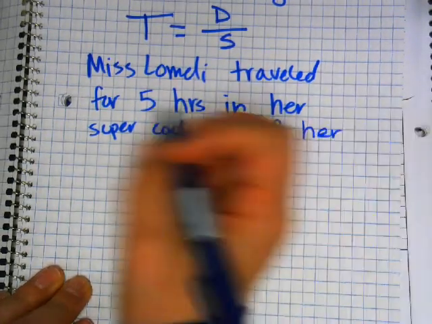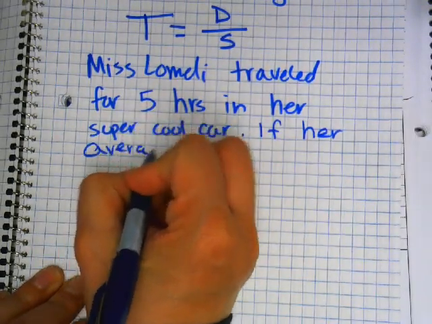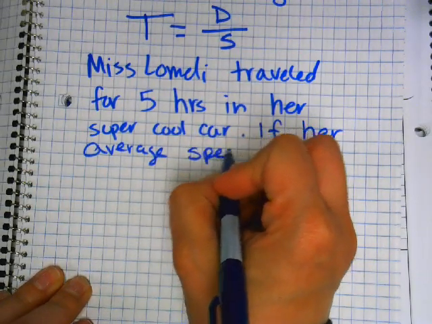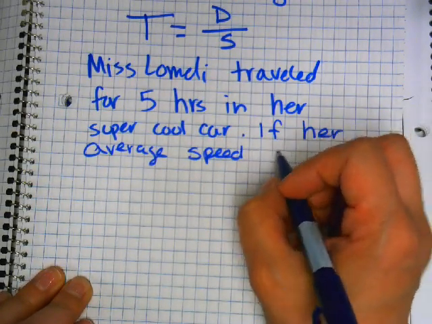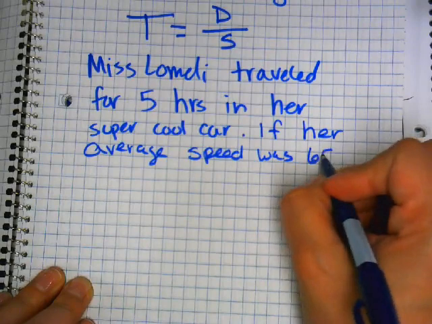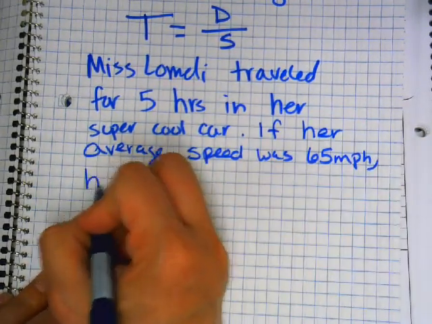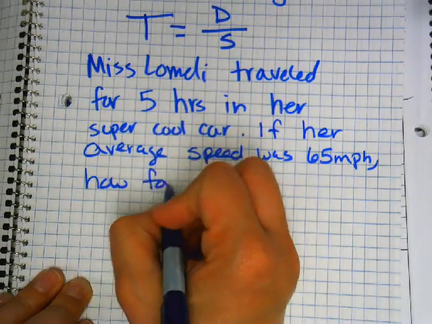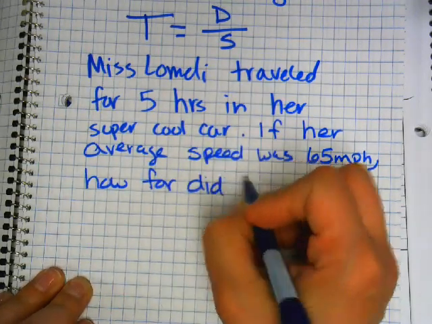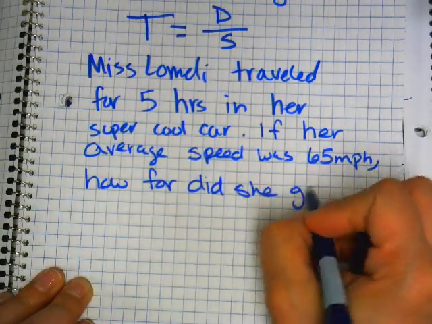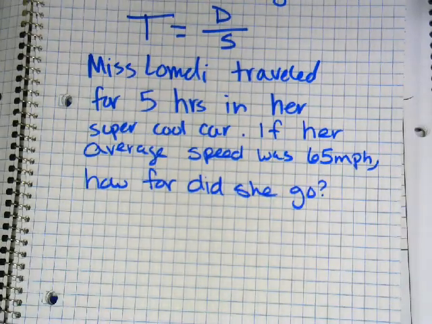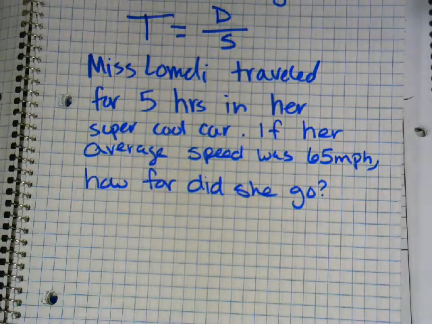If her average speed was 65 miles per hour, how far did she go? All right. Remember, the first problem is usually the longest, but it's fine.